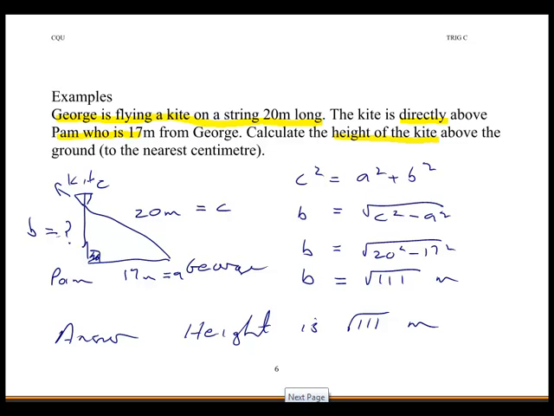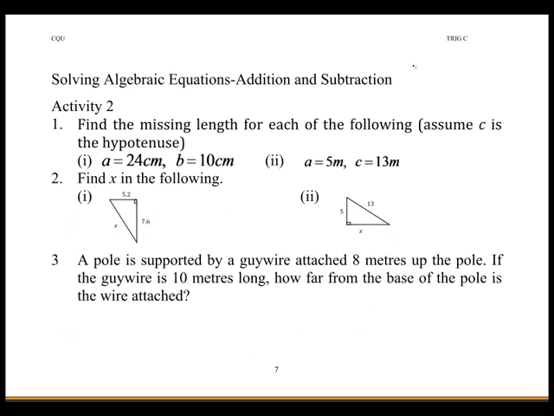So there you are. Now here's some exercises for you to do. Remember to pause.